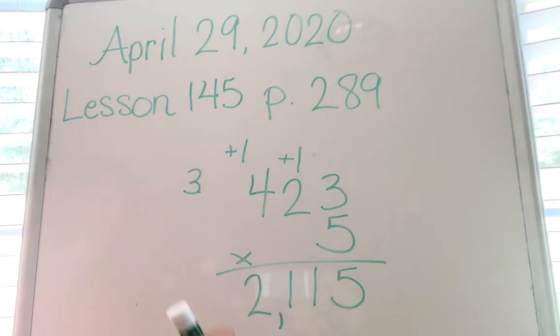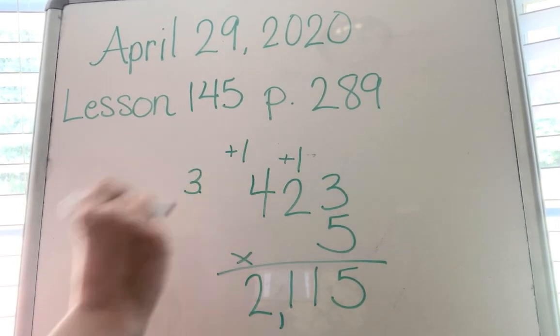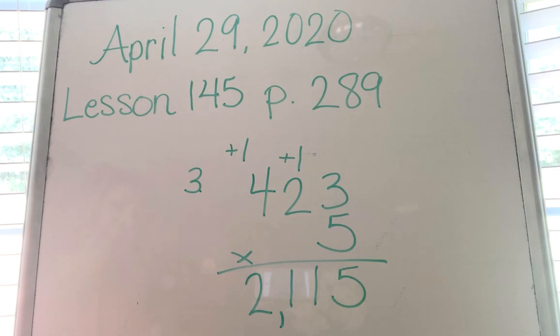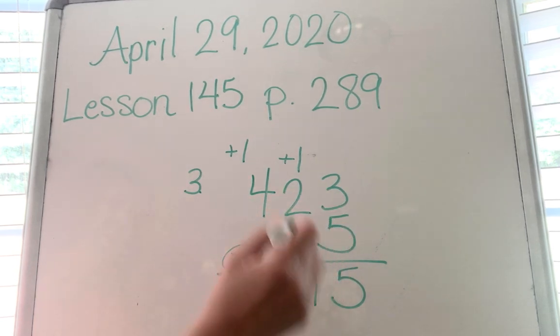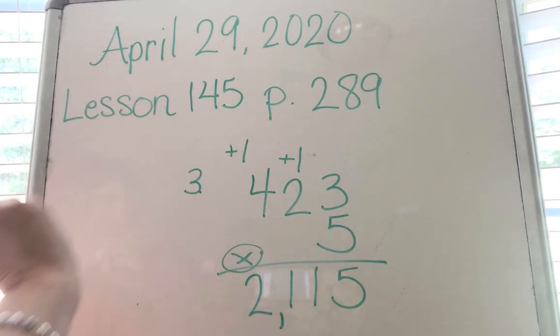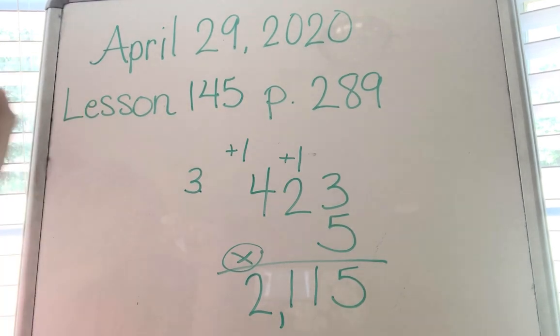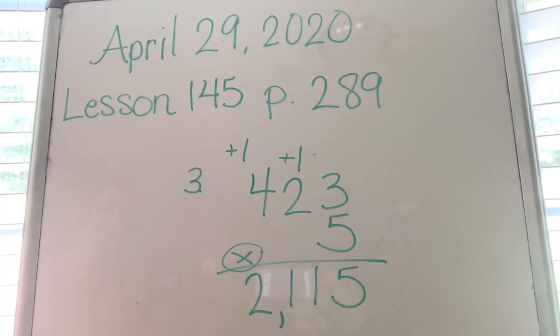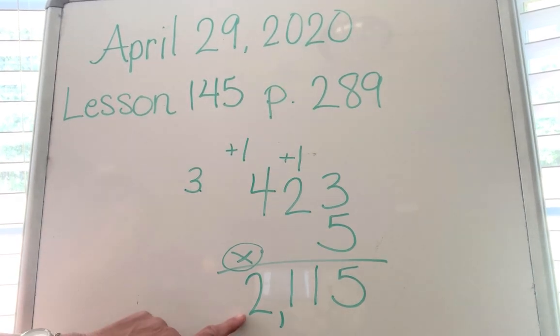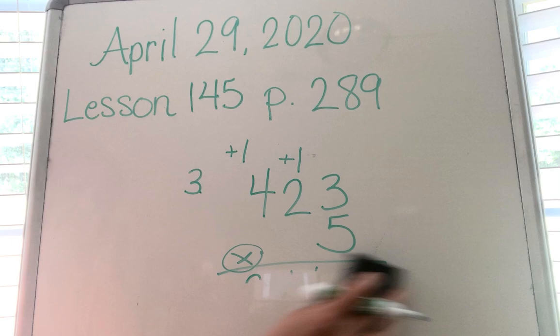I think I mentioned this to you before. You do not have to put those plus signs if you don't want to. I like to start out doing that because I want you to remember that even though we're multiplying these numbers, we're not multiplying these numbers up here. So the plus sign helps me remember and hopefully helps you remember too to add those numbers, not to multiply them, okay? So your answer is 2,115.